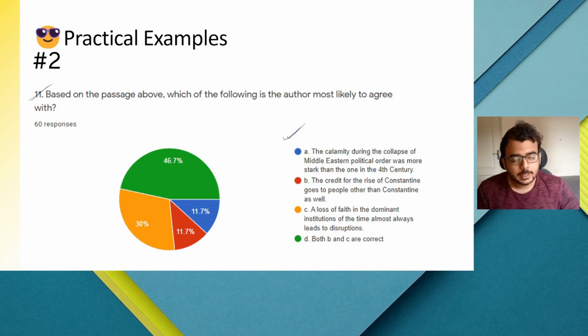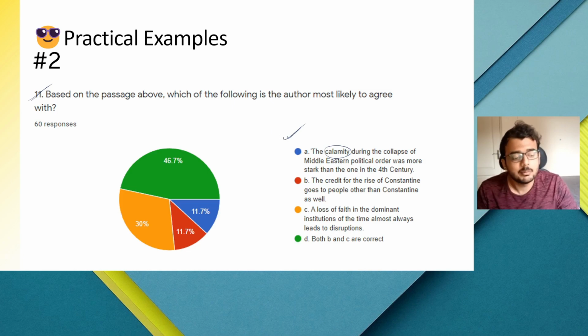And एक plain reading से ये समझ में आता है कि this passage was about 2 calamities, okay, और 2 disruptions in political scenario of 2 different eras. एक था 4th century का, एक था 17th century का. Okay, one was about the Prophet Muhammad and one was about the Middle Eastern political order. Okay, options क्या हैं देखते हैं अपन.